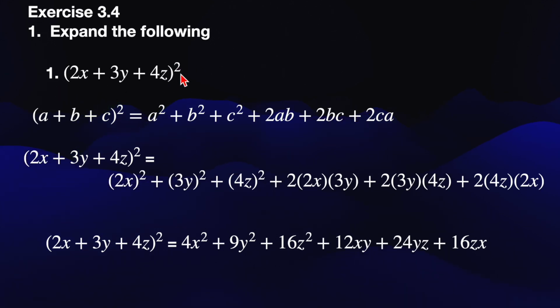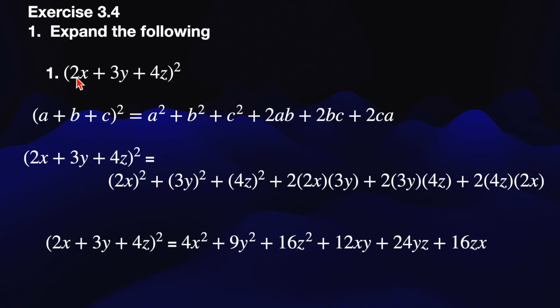So first we have to think and write down the general form. This was the general identity: (a + b + c) whole square is equal to a square + b square + c square + 2ab + 2bc + 2ca. So first write it down like this. Then it is very simple, just compare.